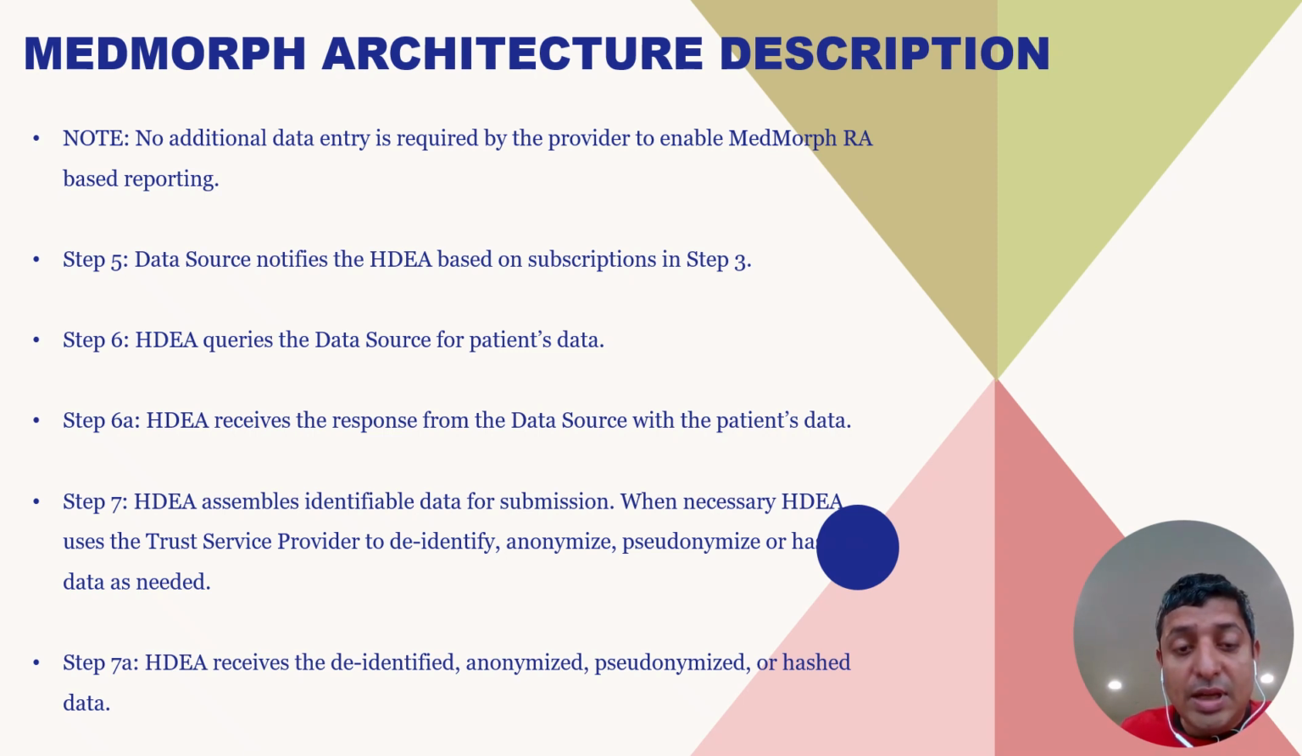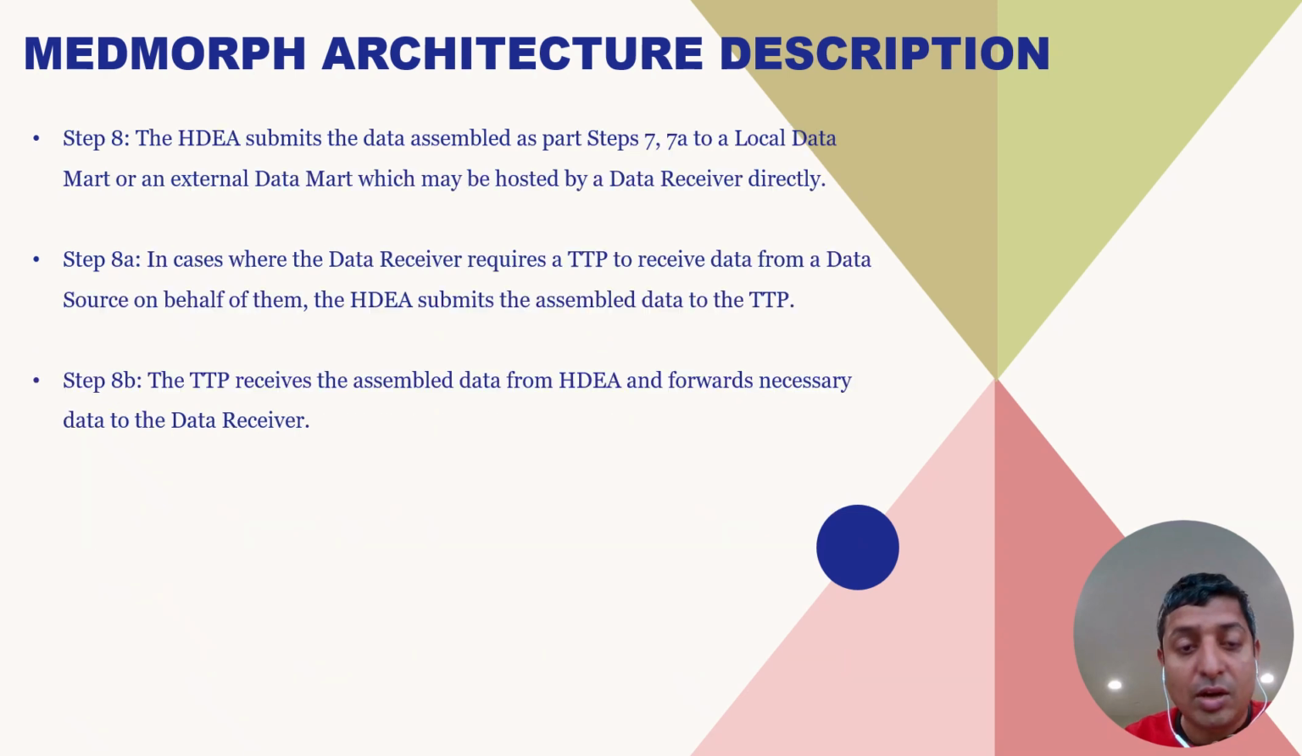So the next step is the data source notifies the SDA based on subscriptions in step 3. The SDA queries the data source for patient data. The SDA receives the response from the data source with the patient's data. The SDA assembles the identifiable data for submission. When necessary, the SDA uses the trust service provider to de-identify, anonymize, and pseudonymize data as needed. The SDA receives the de-identified, anonymized, pseudonymized, or hashed data as required.